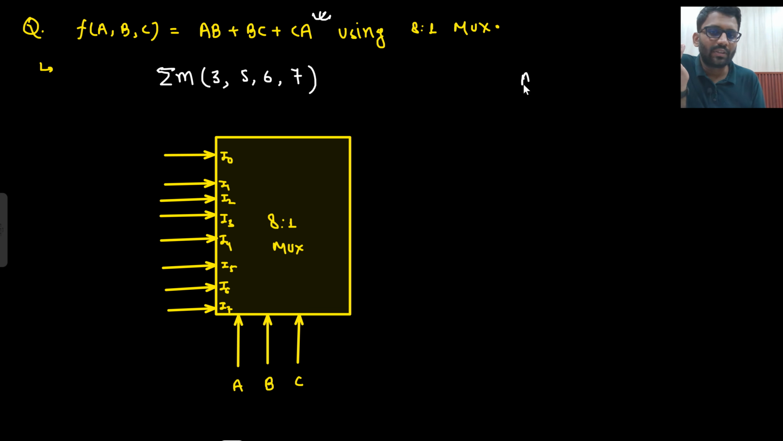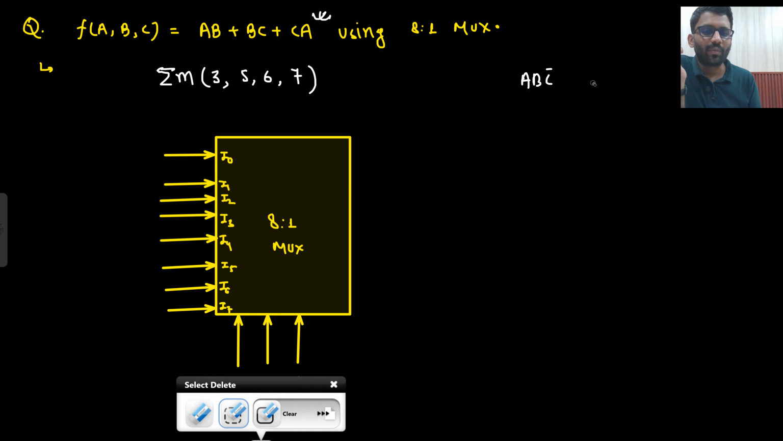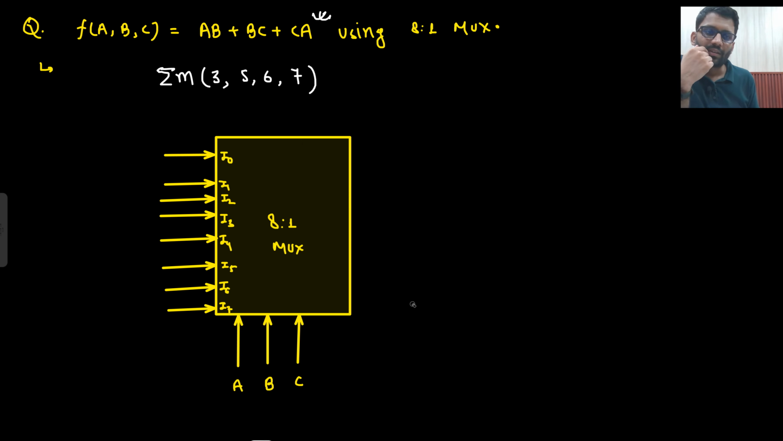Or you can derive it using this A, B, C bar, C. But I told you this is a very famous expression, so we need to remember it. This is a self-dual function. And there are other expressions as well, which we will write down. So we will see that this is a very famous one. So 3, 5, 6, 7. Rest all will be 0.